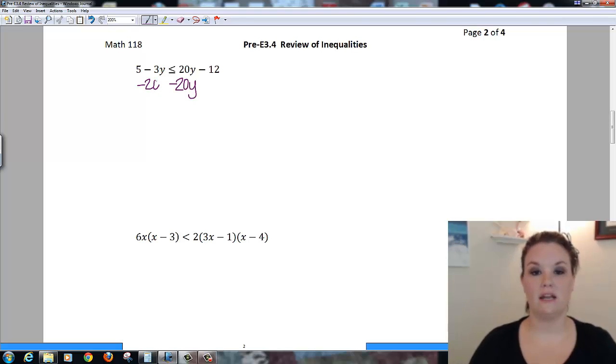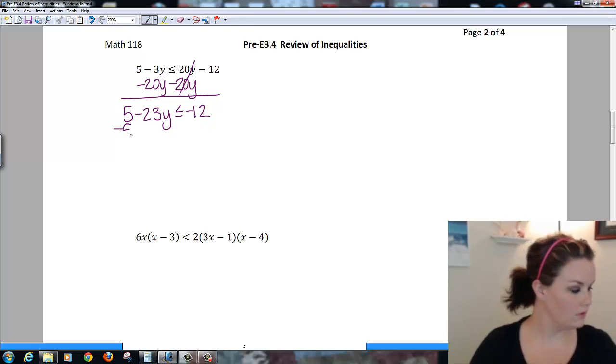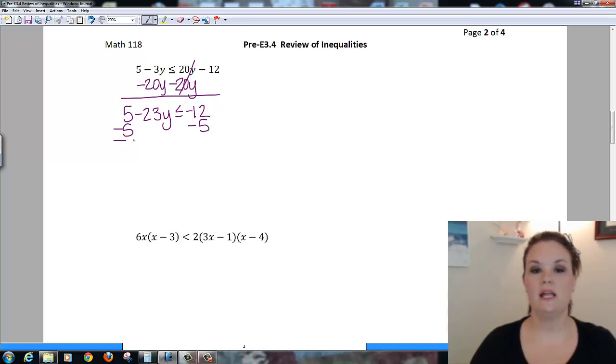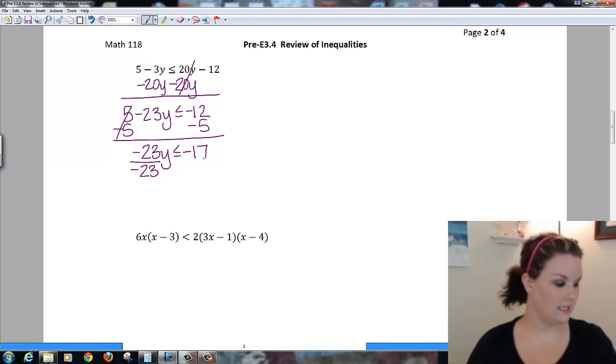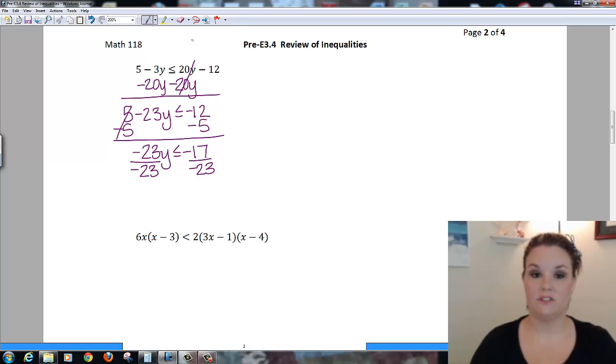All right, so here again, I'm going to move my y's to the left, so I'm going to subtract 20y from both sides. So I end up with 5 minus 23y is less than or equal to negative 12. And then I subtract 5 from both sides, which gives me negative 23y is less than or equal to negative 17. And then the last thing I have to do is divide off my negative 23.